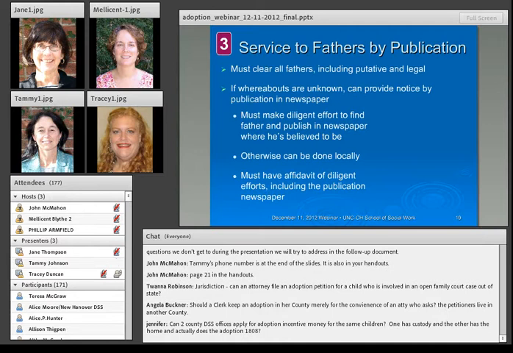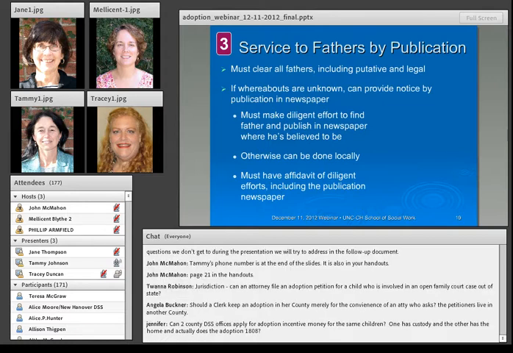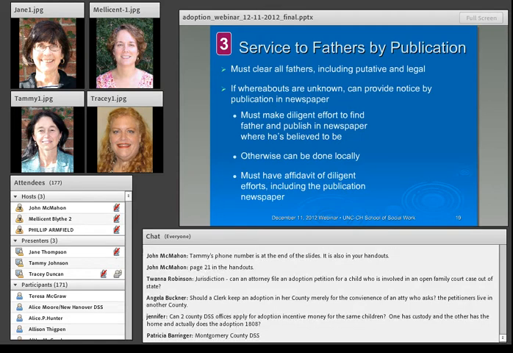If whereabouts are unknown, before I get to that, I just want to say, make sure that you have an affidavit of due diligence search. If you have a name for the father or fathers, any kind of last known address, did they try to serve personally? Did they do a diligence search? How did they try to search for the father? By internet, DMV searches. But if after all of that, no luck, they still cannot find the whereabouts of the father, they can publish in the newspaper where he's believed to be.